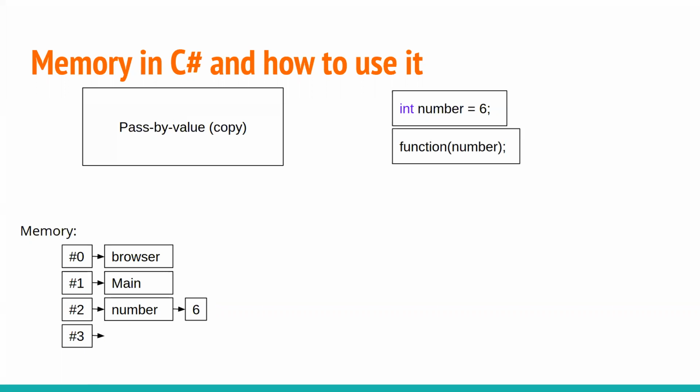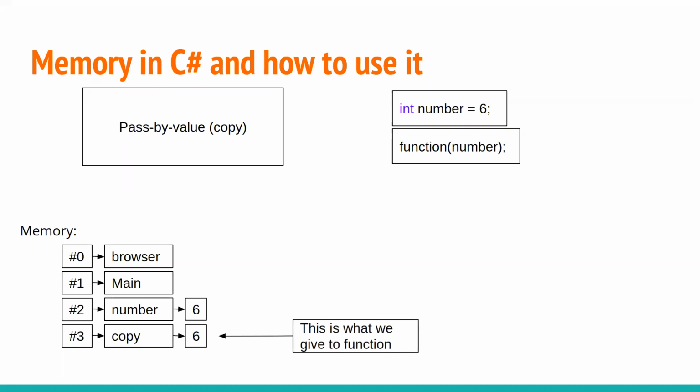And when I call function number, what it does is it creates a copy at that address space, that next empty address space, and it saves 6 in that copy. And that copy of number is what we give to function. We give function the copy of the variable. We don't give function the number variable itself. We give it a copy.